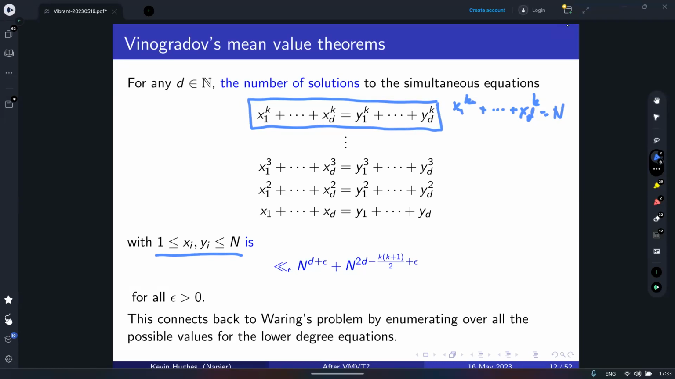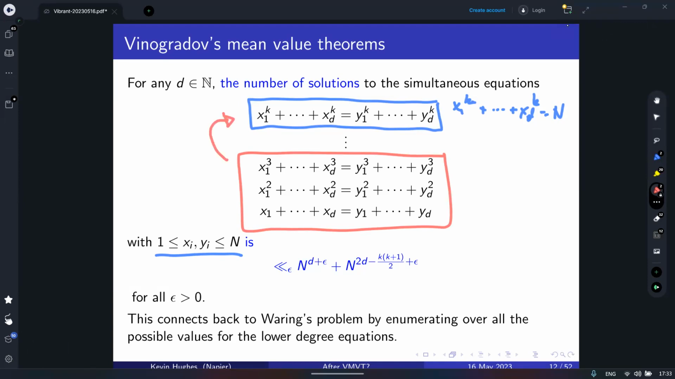Basically, you enumerate over all the possible things that could happen for the lower degree equations in order to get back to what could happen for the top degree equation. So you would write that as a difference of these things, when they're equal to some numbers, let's say A1, A2, A3, and so on. Then you sum over all the possible values of A1, A2, A3, and that tells you all the possible things that could happen in this top equation.